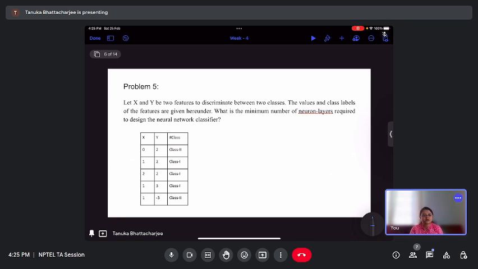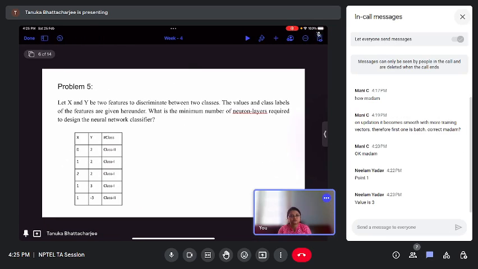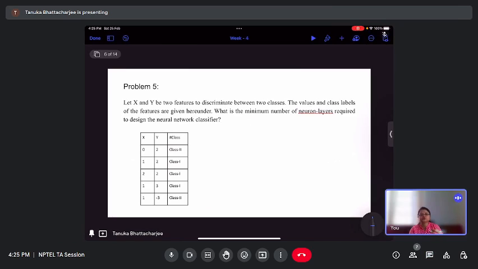Can anyone guess what should be the approach to address this problem? Like how should we proceed to go about this? You can just unmute yourself instead of writing that much.